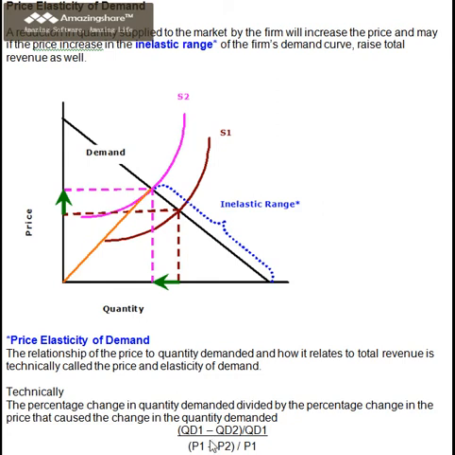And the actual relationship is, again, looking down here, quantity demanded 1 minus quantity demanded 2 divided by quantity demanded 1, meaning the change in the quantity demanded over a similar price change, moving from P1 to P2. So P1 minus P2 divided by P1. Technically, it's the percentage change in quantity demanded divided by the percentage change in the price. So it's the change in demand over the change in price that we're looking at.